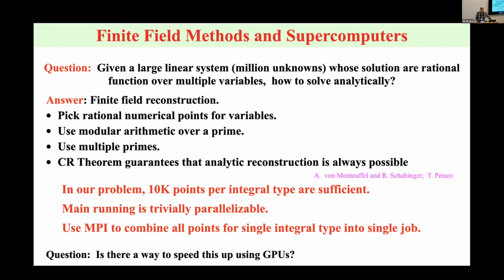We use MPI, but only to bundle the jobs so that we can age the jobs properly on Perlmutter and get it through the queue as fast as possible. I'm giving away some secrets, I see, but anyway, we use MPI for that, but the parallelization is completely trivial. Once you have all the points, then you run the Chinese remainder theorem and do the analytic reconstruction. Actually, one question I have for the experts: is there some way we can use GPUs to help us with this?